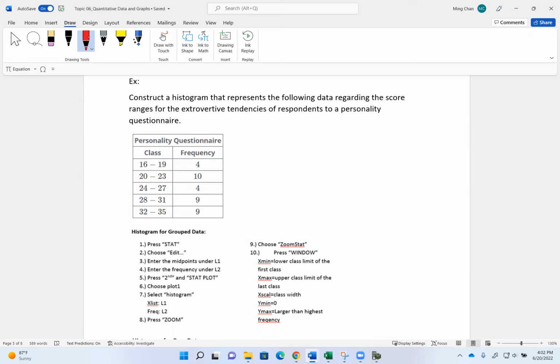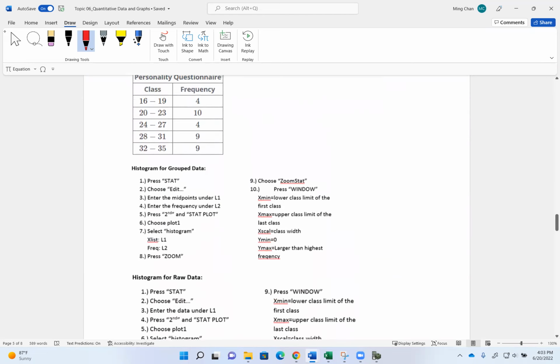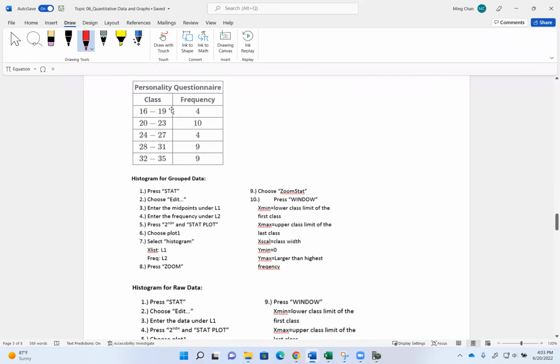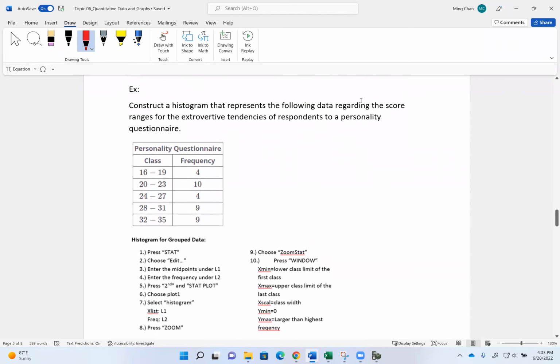Like I mentioned before in other topics, normally when you are given a distribution, the class is already given to you. It's not actual data. This is called grouped data. Normally, a distribution is given as grouped data. For example, this is a score range of the personality questionnaire. Class 16, the score 16 to 19, 4 people scored 16 to 19.